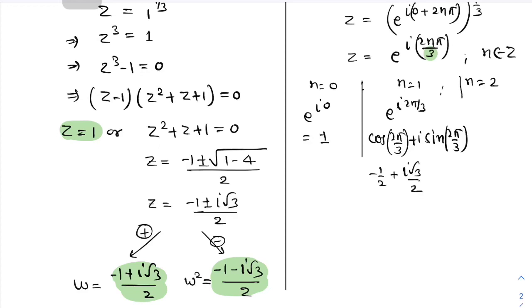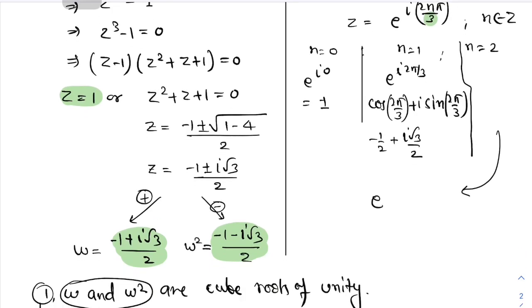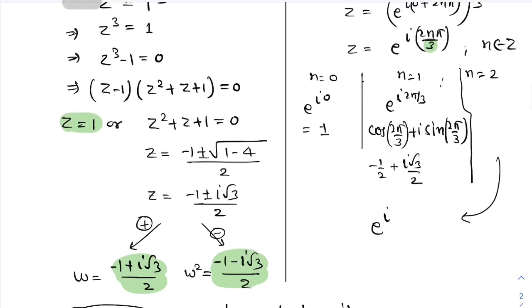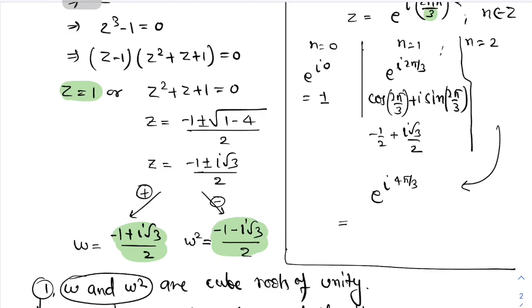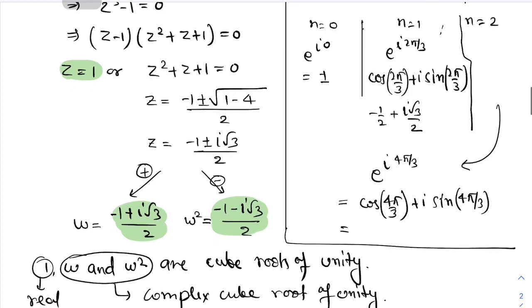Okay, and if I put n equal to 2, I'll get e to the power iota, we are putting n equal to 2 here, so e to the power iota 4 pi by 3. If I convert this in the form of cis theta, that is cos 4 pi by 3 plus iota sine 4 pi by 3, again cos 4 pi by 3 is nothing but minus 1 by 2, and sine 4 pi by 3, 4 pi by 3 basically 240 degrees. Okay, so sine 240 degrees is minus root 3 by 2.